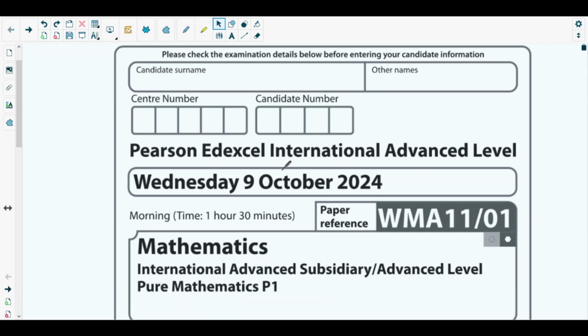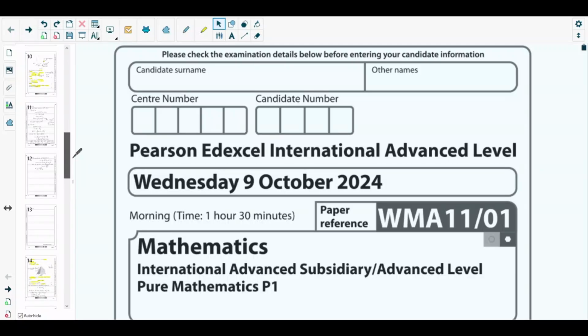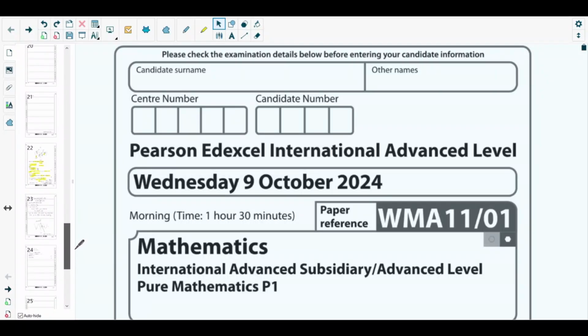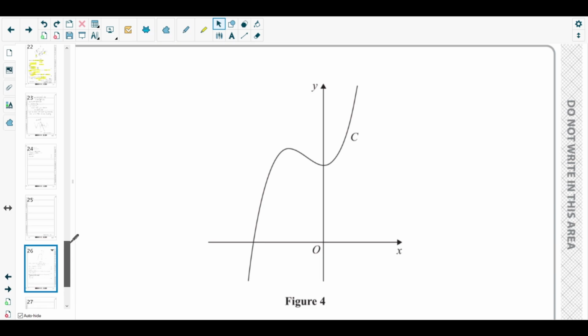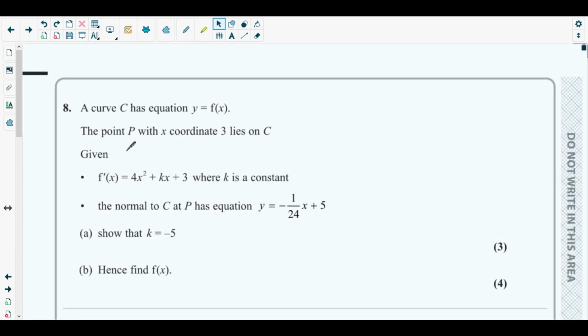So in this video, we will be solving question number 8 from the most recent Pure Mathematics 1 paper, which is the October 2024 P1 paper. Let's see what question number 8 from this paper is about. The concepts behind question number 8 come from the integration part that has been discussed in chapter number 9 of your Pure Mathematics 1 textbook. So let's get started with question number 8.